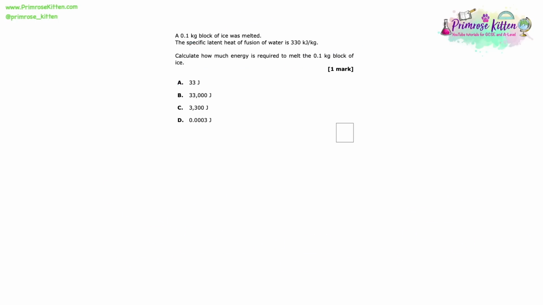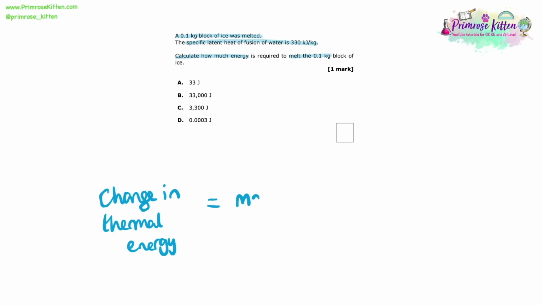A 0.1 kilogram block of ice was melted. We're told here that the specific latent heat of fusion of water is 330 kilojoules per kilogram, and we're asked to calculate how much energy is required to melt the 0.1 kilogram block of ice. So first things first here is we need to identify what equation we need. We're talking about specific latent heat in this question, and we only have one equation in physics that we're going to use for that. And that is that the change in thermal energy is equal to the mass times the specific latent heat. So there is our equation there.